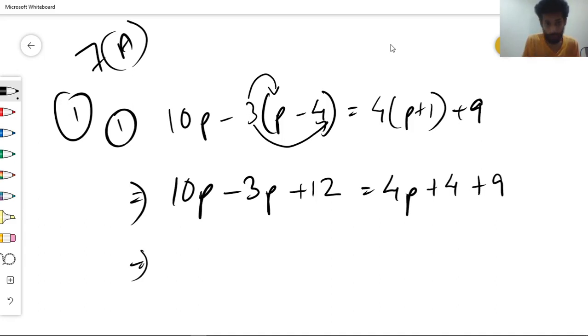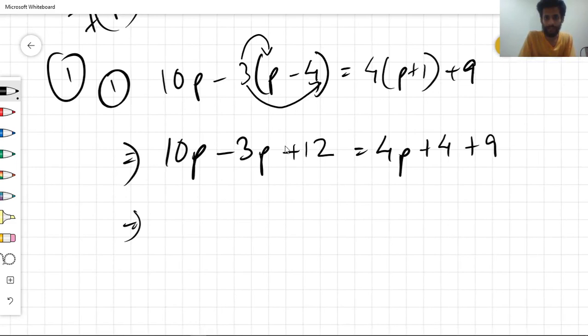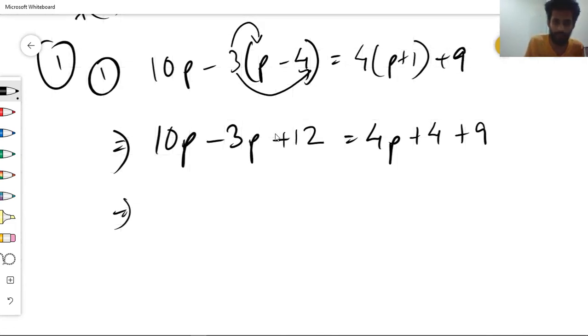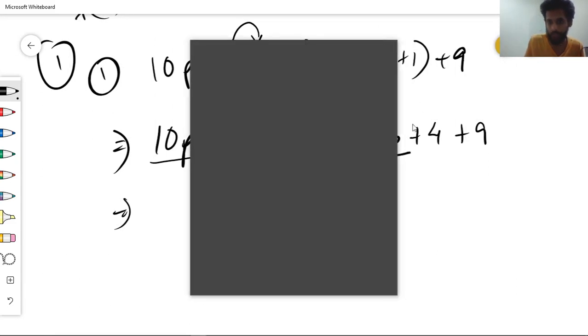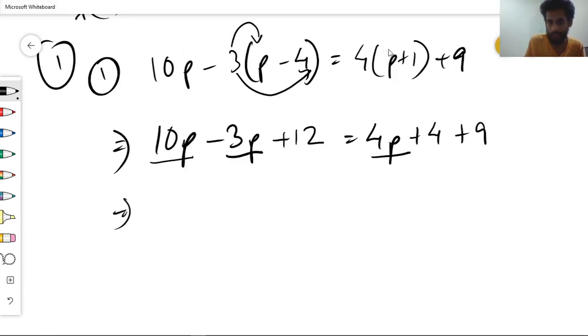After that what we have to do, we have to bring the alphabets to one side and numbers to one side. This one is an alphabet, this one is an alphabet, and this one is an alphabet. So we have to bring the alphabets to the left hand side and the numbers to the right hand side. Okay, this is our main objective. So let's bring that. Here it is 10p, we will keep the 10p here.